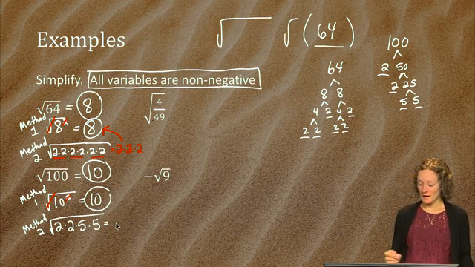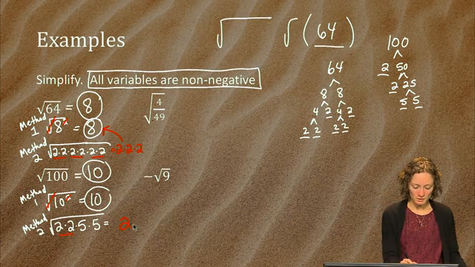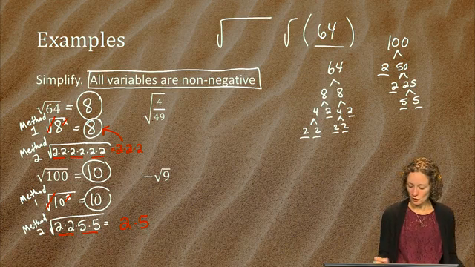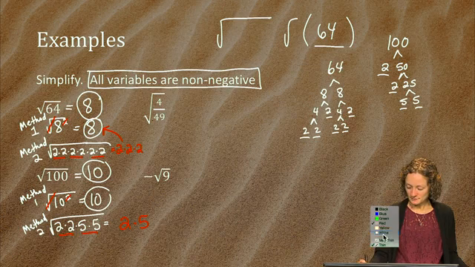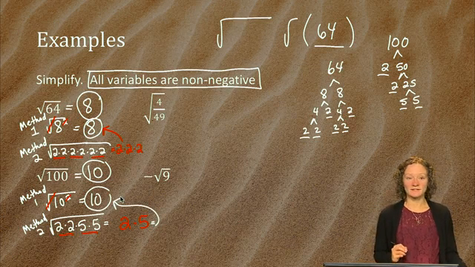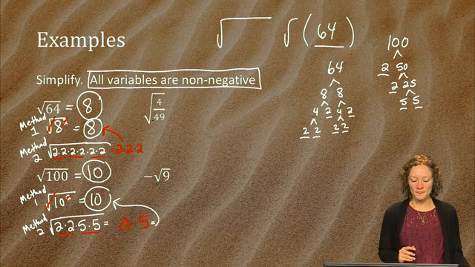And we're looking for pairs. We have a pair of 2s, so a 2 comes out, and a pair of 5s, so a 5 comes out. Everything underneath the radical has been used, so no piece of the radical is left. Multiply those together, and we get 10. Same answer.